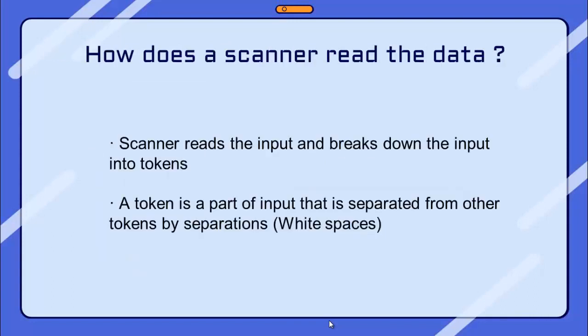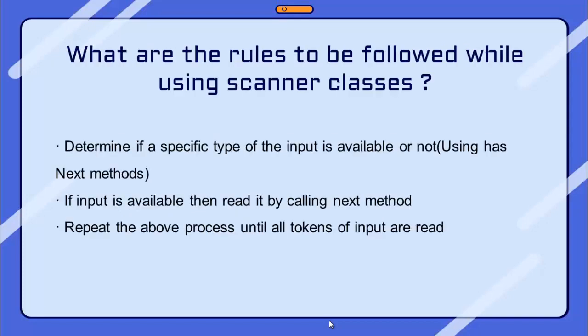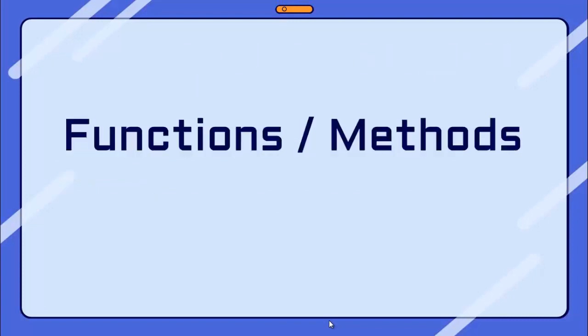How does a scanner read the data? Scanner reads the input and breaks it down into tokens. A token is a part of input which is separated from other tokens by using white spaces. Rules to be followed while using scanner classes: determine if a specific type of input is available or not using the hasNext method. If the input is available, then read it by calling the next method. We have to repeat the process until the tokens are read.